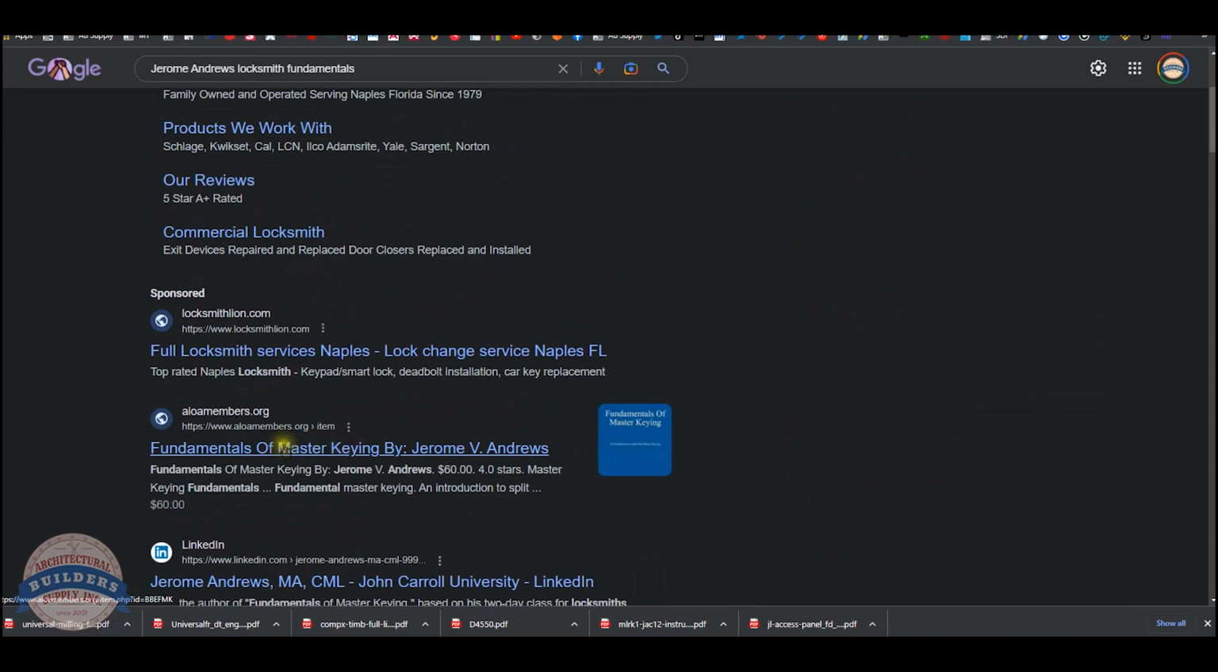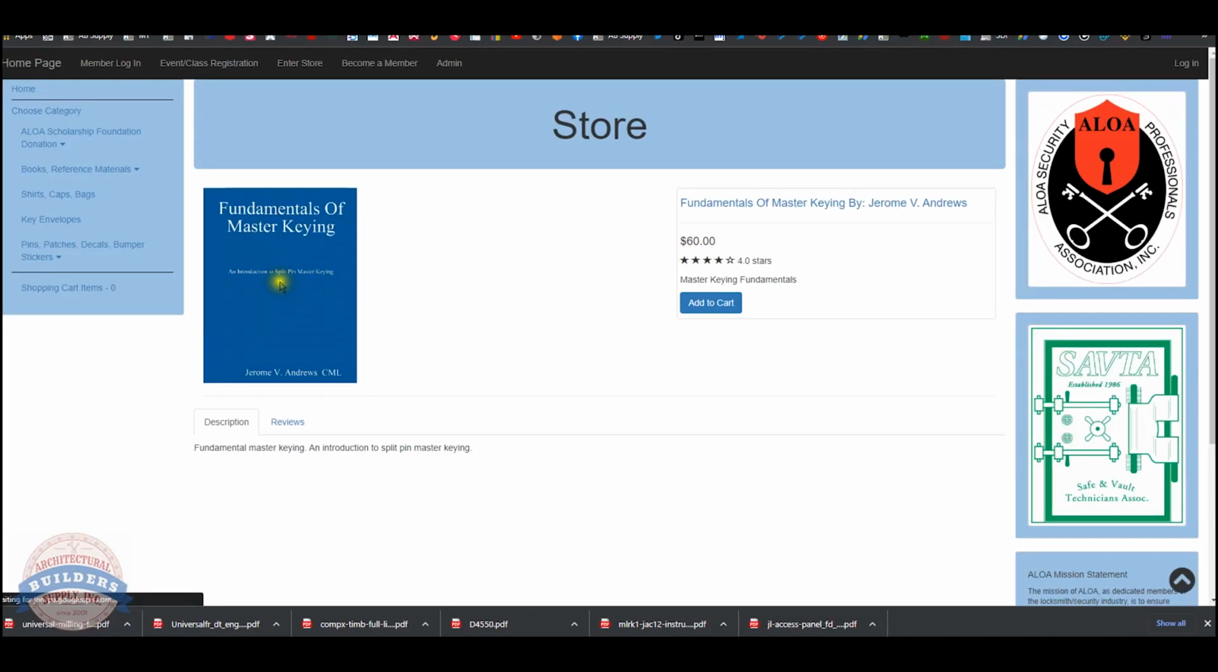Yeah, this is the book. Fundamentals of Master Keying by... Yeah, so you could buy it from Aloha, but this is the book right here. Fundamentals of Master Keying by Jerome V. Andrews.